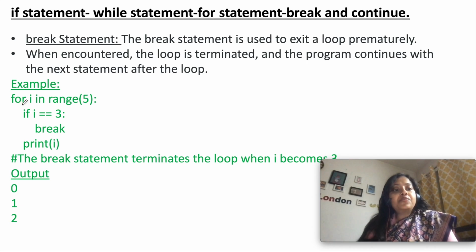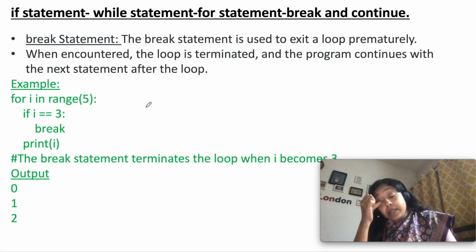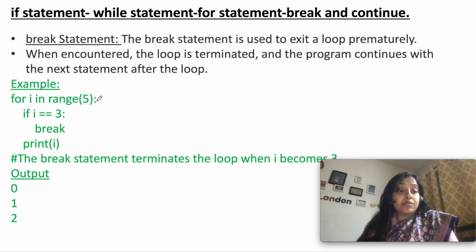For example, here, for I in range 5. In the case of a for-in loop, if I use the range function, it starts from 0 and goes up to the element 4. So let us start from the beginning. It starts with 0. For the first iteration of this for-in loop, the value of I is 0. So this if statement is false here. It will not go inside this if. It will come out and go to the next print I statement, and 0 is getting printed.